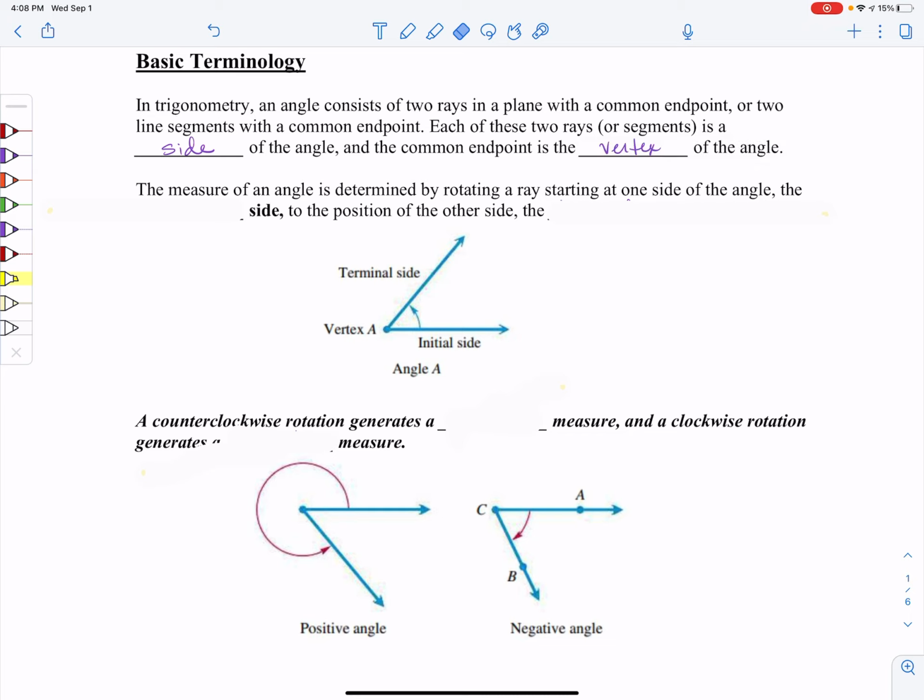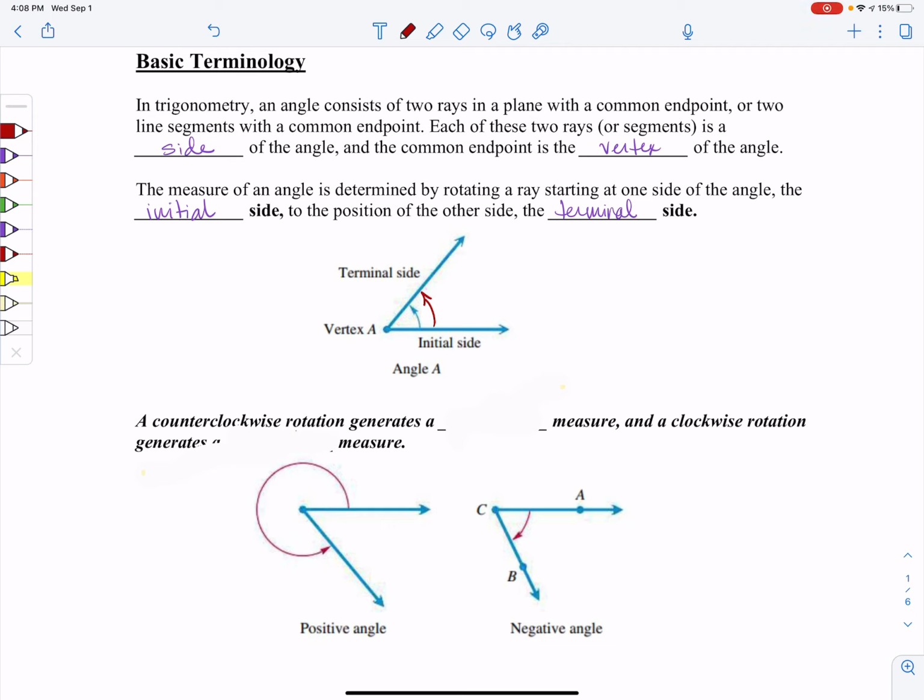The measure of an angle is determined by rotating a ray starting at one side of the angle. This guy is called the initial side. And we're going to rotate to the terminal side. You see a picture here that shows you start at the initial side and you move to the terminal side.